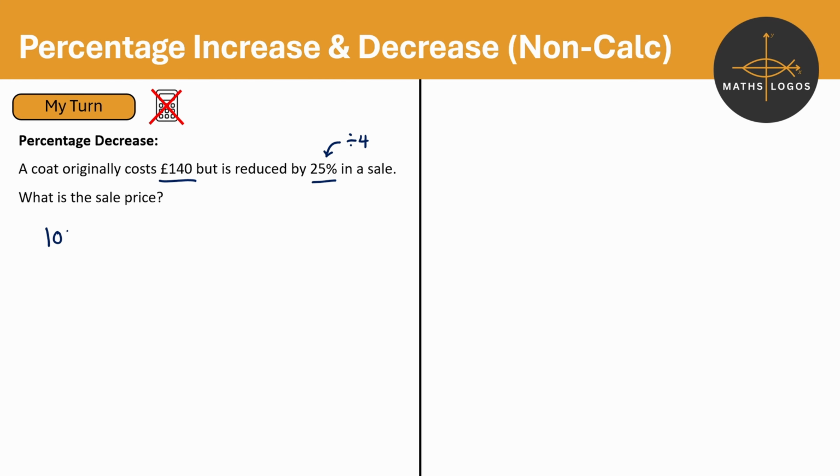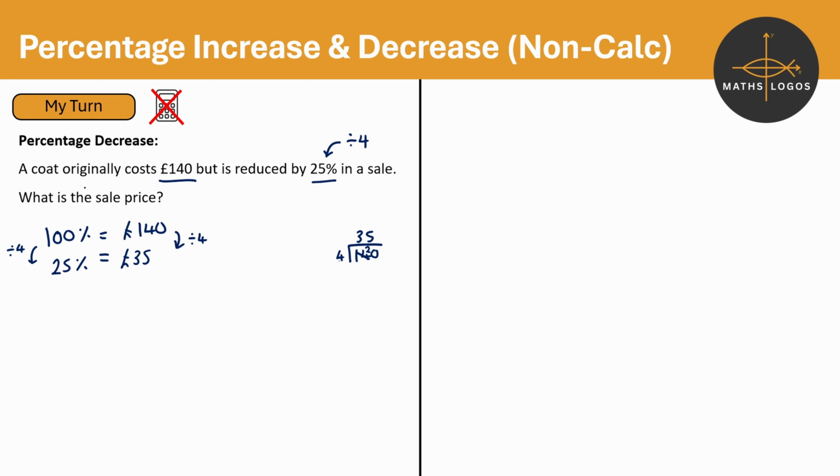So we'll say 100% is equal to the £140. That's the original price. And we want to find out what 25% is. And to do that, we would divide by 4. So we need to divide our 140 by 4. Let's set up our short division to do that. 4 goes into 14 3 times to give me 12 with 2 left over, and 4 goes into 20 5 times. So 25% is £35.